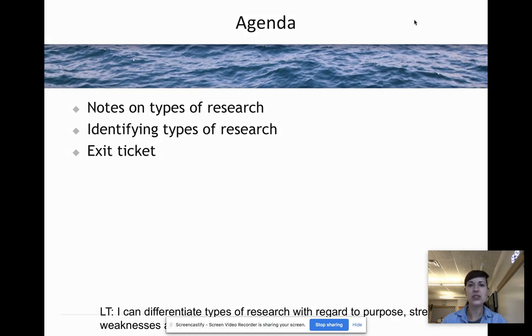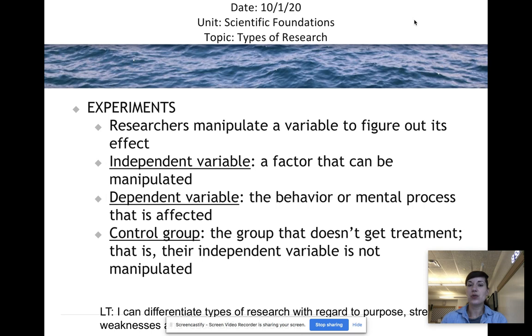Okay. So you can go ahead and get your date set up. You can see I changed it. And we're still in our scientific foundations unit, and today we're talking about types of research. So let's start with experiment. We talk about experiments all the time, and in the world in which we live, they have come to mean whatever, any type of thing where we're figuring something out. But an experiment is actually very strict, and has a very, very clear method.